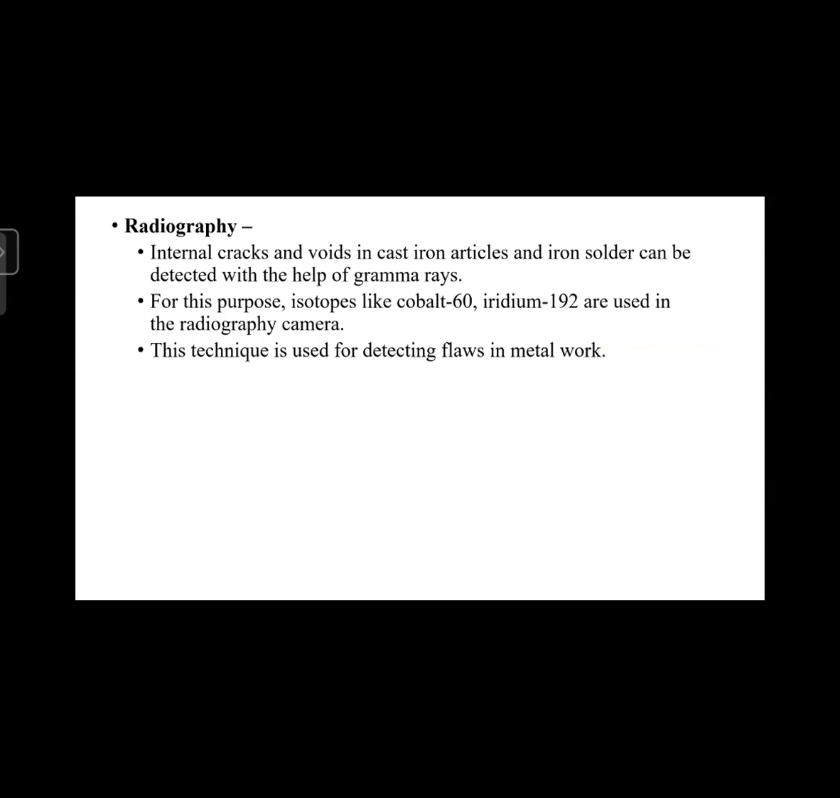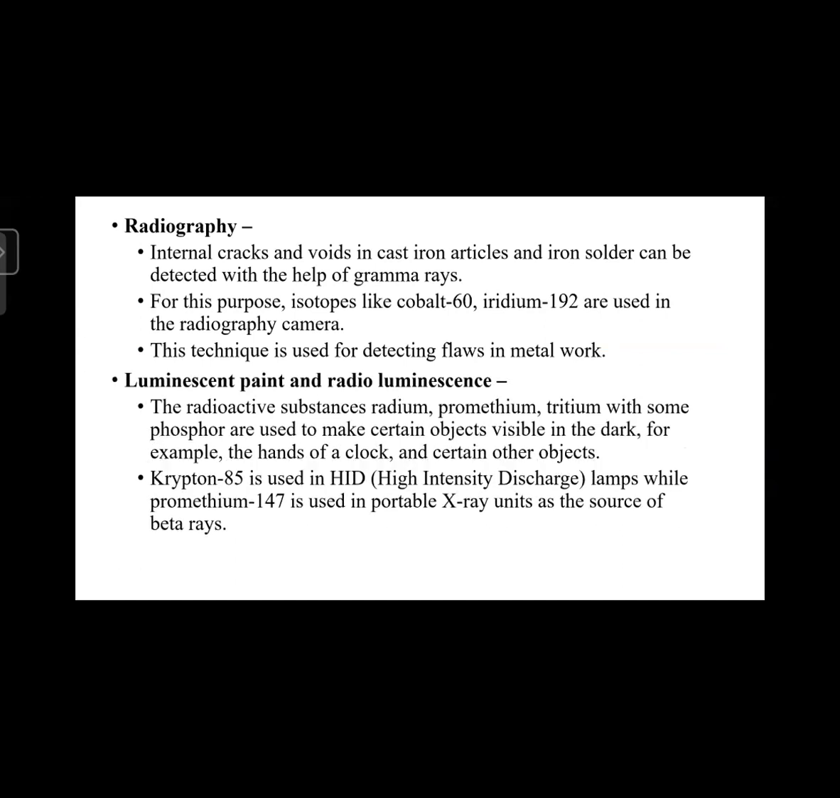This technique is also used for detecting flaws in the metalwork. Luminescent paint and radioluminescence: radioactive substances like radium, promethium, tritium with some phosphor are used for certain colors which are visible in dark. Krypton 85 is used in HID, that is high intensity discharge lamp, while promethium 147 is used in portable X-ray camera.